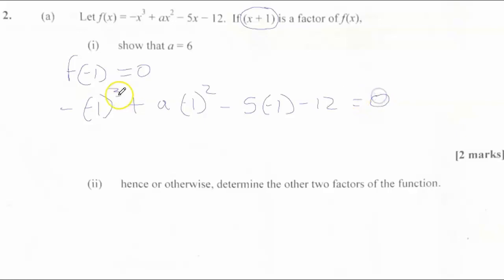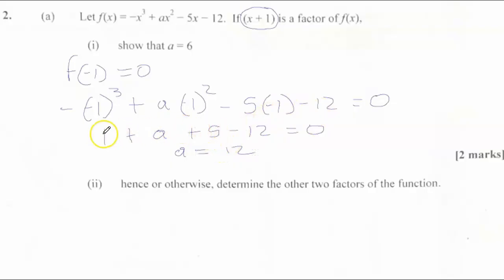So negative 1 to the power of 3, that's negative 1, times negative, that's positive 1. Negative 1 squared, that's positive 1, so that's 1a. Negative 5 times negative 1, that's positive 5, minus 12 equal to 0. So I just group all the constants on the right hand side. Group negative 12 on the right is positive 12.